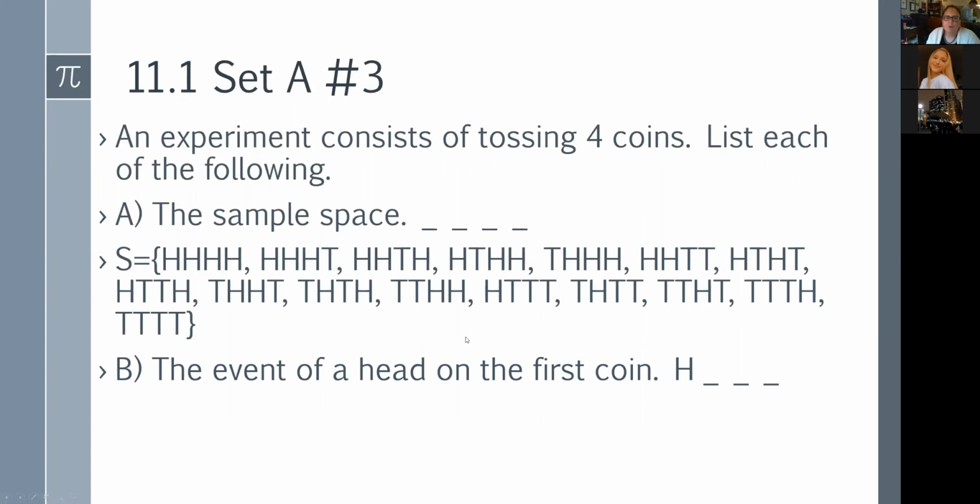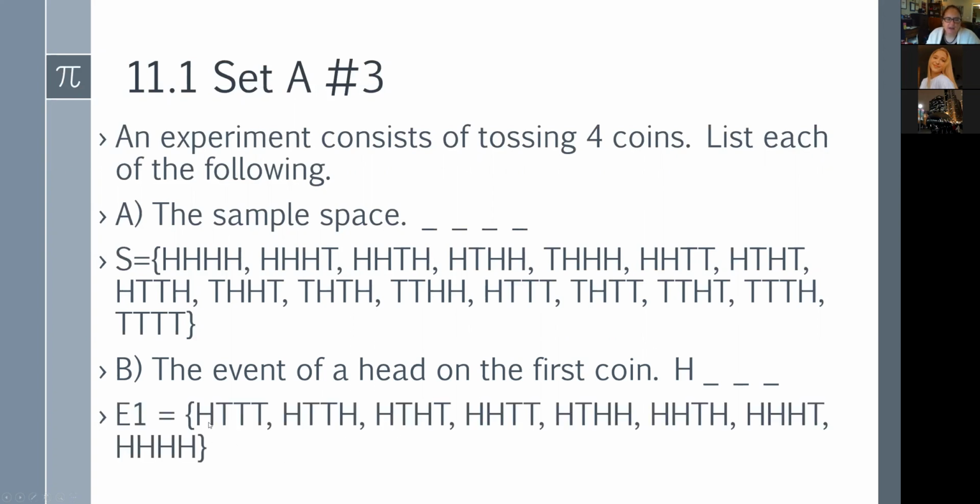Part B was to list the event of having a head on the first coin. So I know the first coin will be heads, and I don't know what I get on the second or the third or the fourth. So I could have the first coin heads and all the rest of them tails, or the first is heads and then second is tails, third is tails, and the fourth is heads, and so on. So I have 3 tails, 2 tails, and then 1 tail, and then all of them being heads. So there were 8 of those altogether.